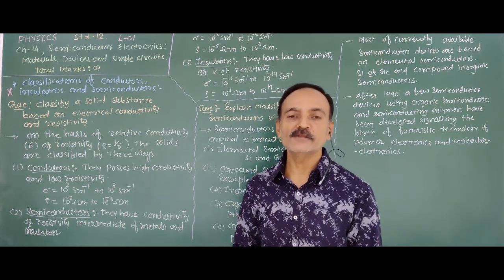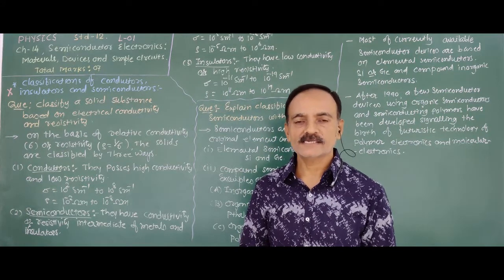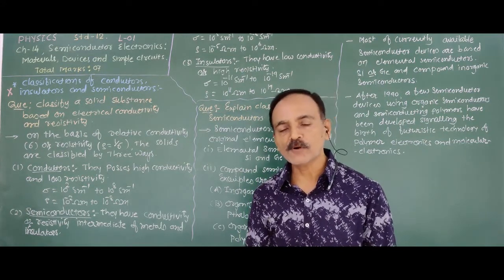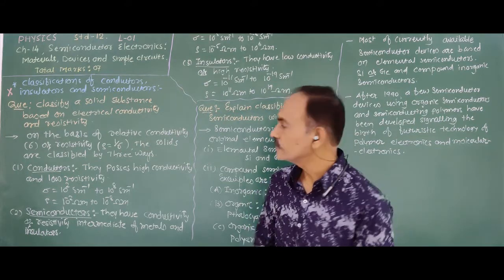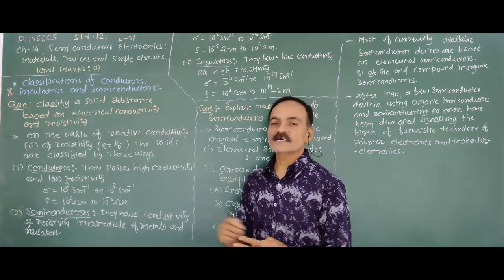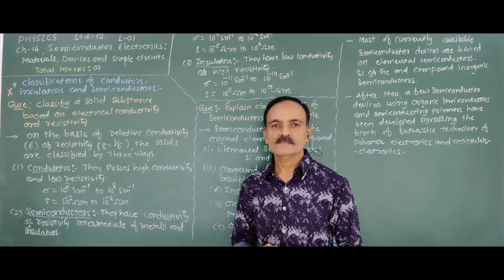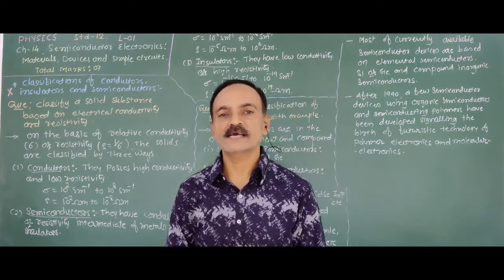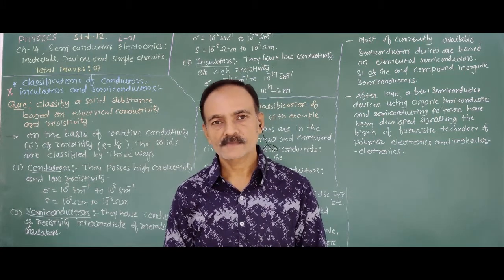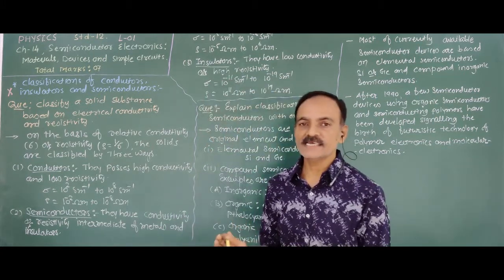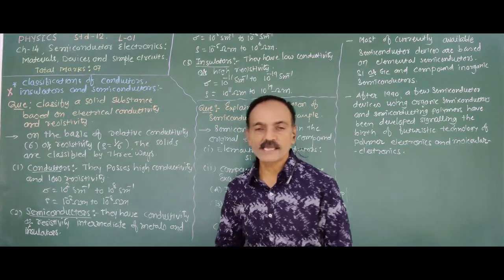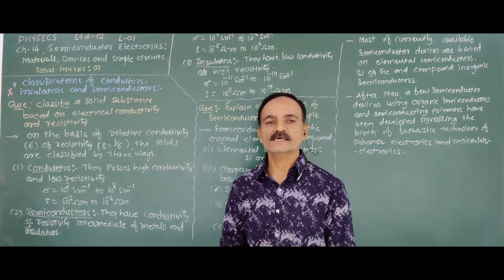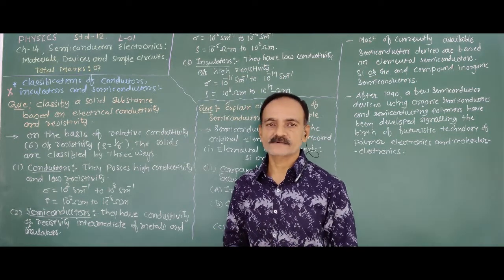That means the classification of solids into conductors, insulators and semiconductors is important to understand in order to discuss the semiconductor. So what is the basic difference between conductor, insulator and semiconductor? For that purpose, it is necessary to get the information about the classification of solids into conductors, insulators and semiconductors.